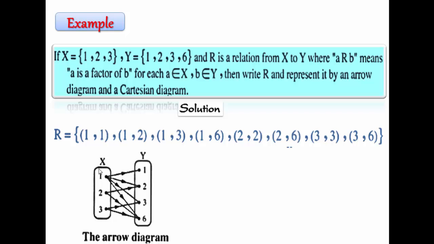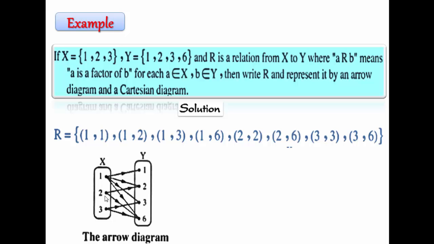Draw two columns. The first one will be x and the second one will be y. Put the elements of x in the column of x: 1, 2, and 3. Also put the elements of y in the column of y: 1, 2, 3, and 6. 1 will be a factor for all numbers. 1 will be a factor for 1 and 2 and 3 and 6. So I will join 1 to all of these.